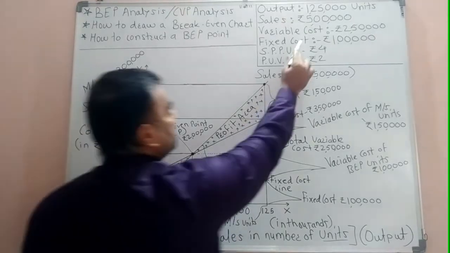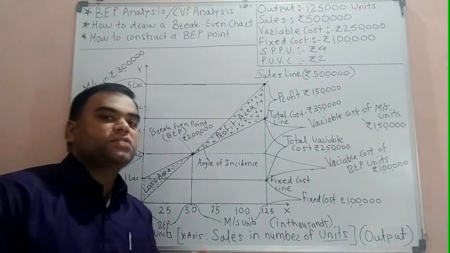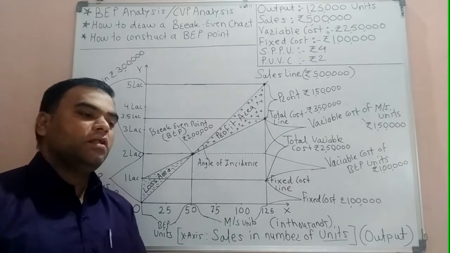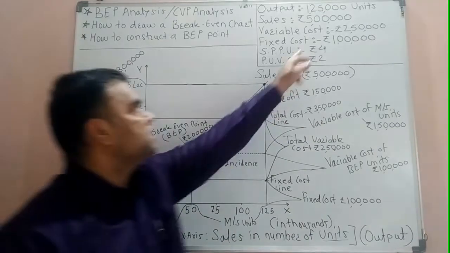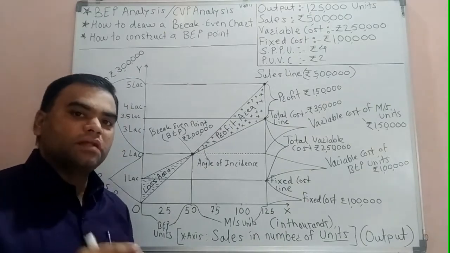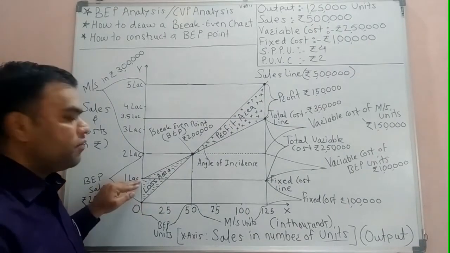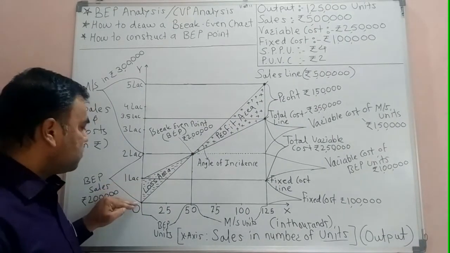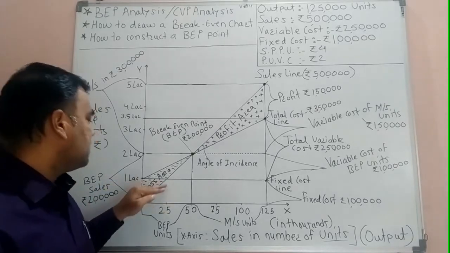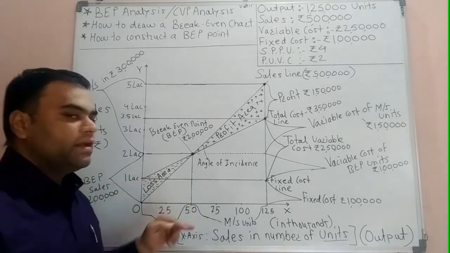How much is our fixed cost? 1 lakh. Fixed cost means which cost? The cost which doesn't change with changes in the volume of output, like salary, like rent. Suppose rent is 1 lakh, that is a fixed cost. Whether you manufacture or not, you will have to pay the rent. Suppose you have manufactured 0 units, even then you will have to pay 1 lakh rent. At the 0 level also your fixed cost is 1 lakh. And if you are making 25,000 units of production, even then the fixed cost will remain 1 lakh.